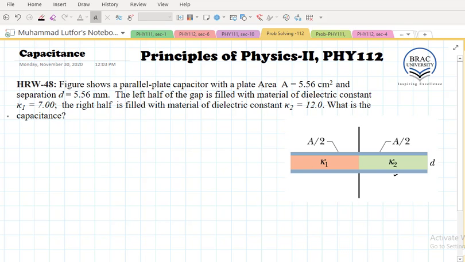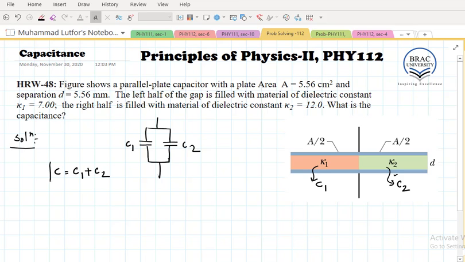Since this capacitor is filled with two different dielectric materials, it will act like two different capacitors. We can say the left one has capacitance C1, and the right side will act like a capacitance C2. If we draw this capacitor, this is C1 and this is C2. Then the total capacitance C would be C1 plus C2, since they are in parallel with respect to that node. This is the connection.